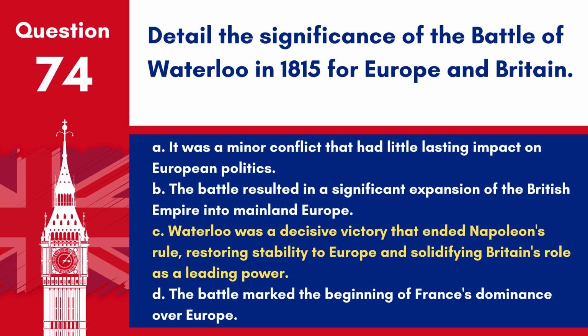Answer: C. Waterloo was a decisive victory that ended Napoleon's rule, restoring stability to Europe and solidifying Britain's role as a leading power. This victory had far-reaching consequences for the political landscape of Europe.